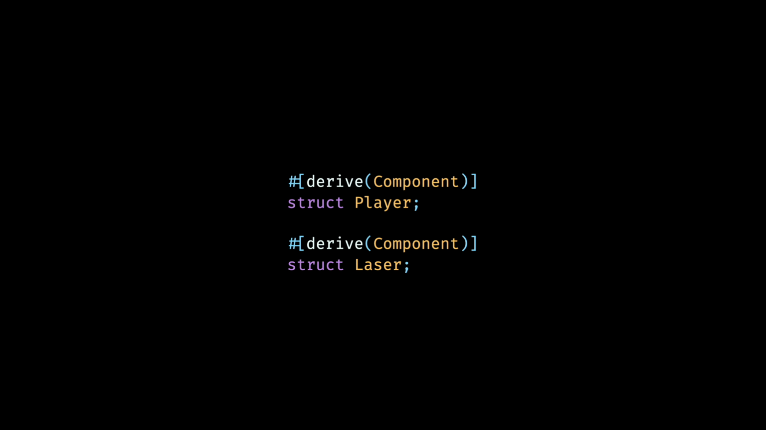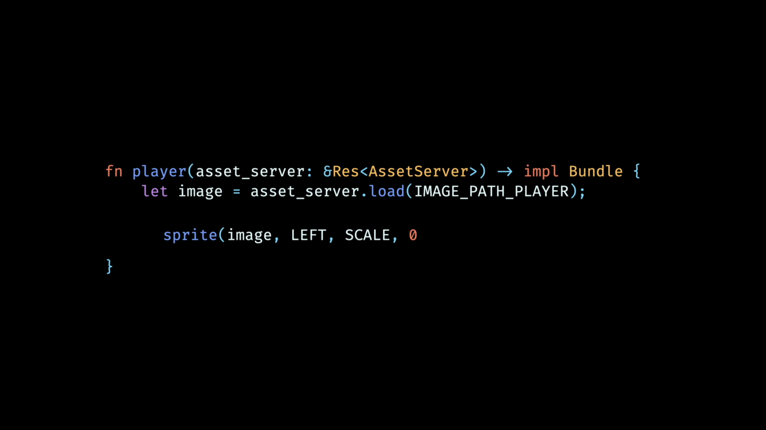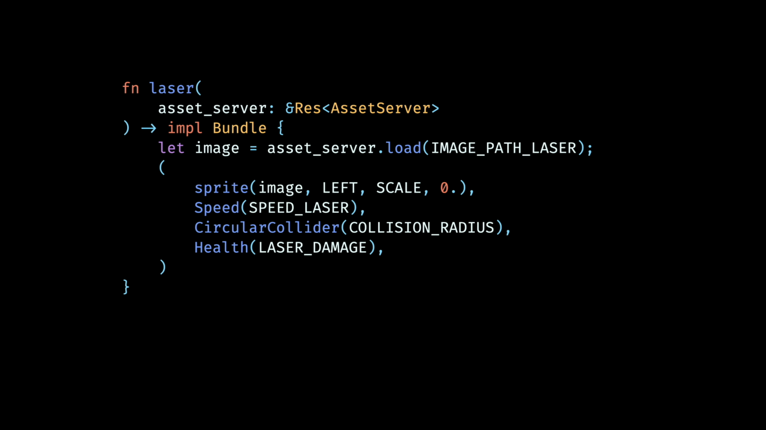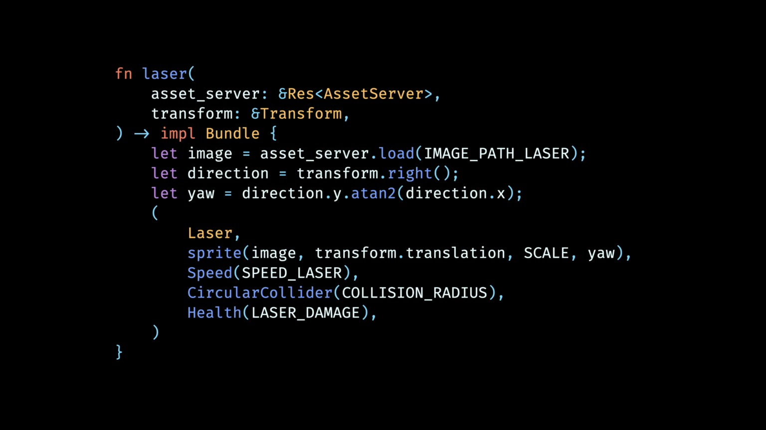First up, we define two empty marker components, namely the player and the laser component, in order for us to be able to query the player and the laser entities, as we shall see in a moment. Then in our player bundle, we add the player component. Similarly, in our laser bundle, we add the laser component.